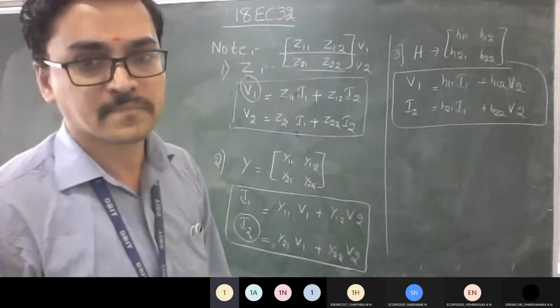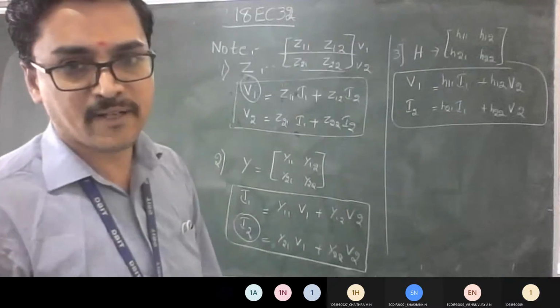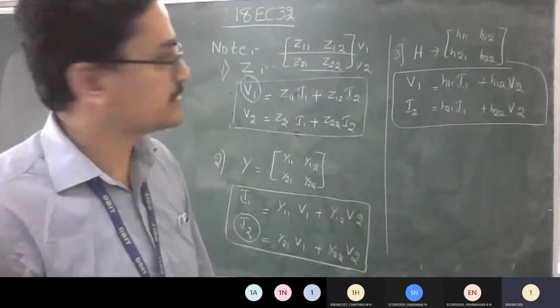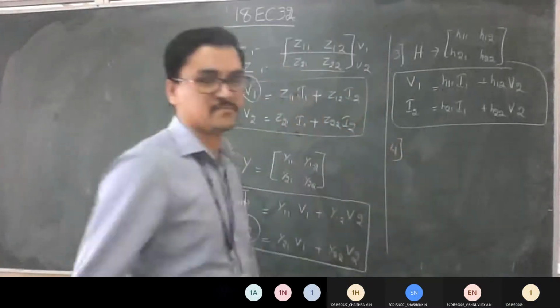Ananya? No, sir. Okay? So you got the hybrid parameter concept here? Yes, sir. Okay, so the last one left out is that your ABCD parameter.